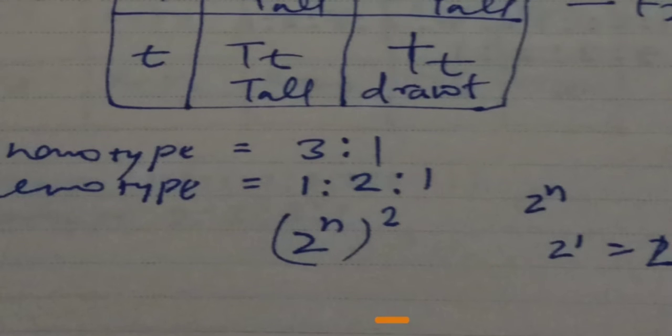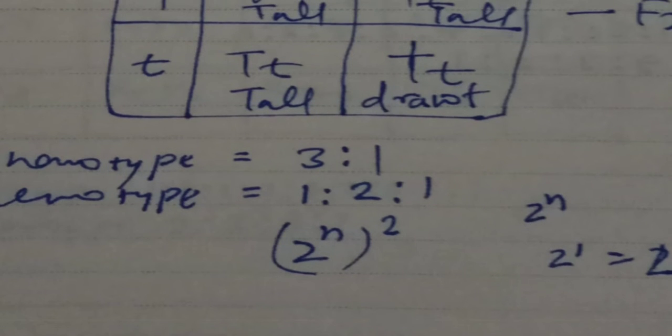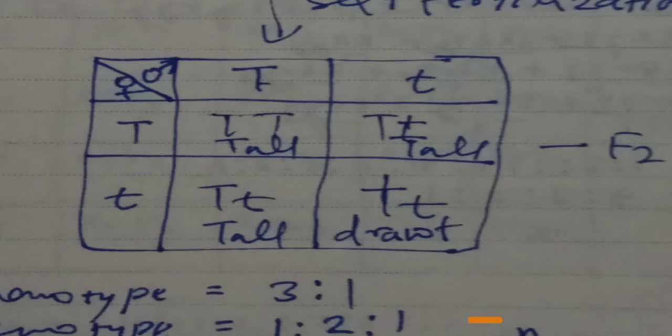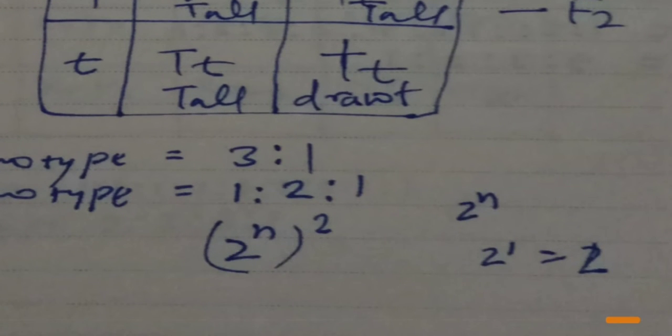So what we have to do, see 2 to the power n, where n equals 2 and the whole square. That means 2 to the power 2, and the value is 4. So 4 offspring are formed. You have to see here in a dihybrid cross, 2 to the power 2, and the value of n is 2, so 2 to the power 2 is 4, and the whole square of 4 is 16. So 16 offspring are formed in the F2 generation.